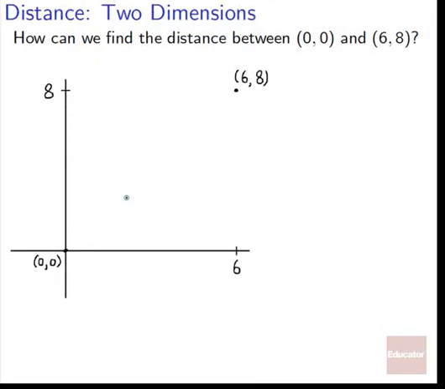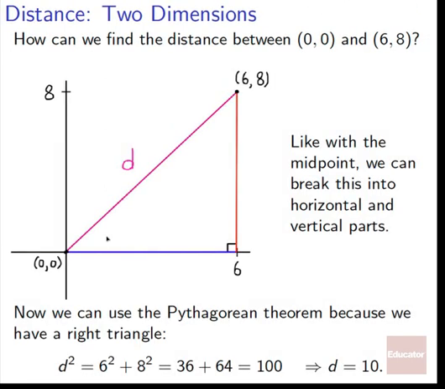All right, on to distance in two dimensions. So what if we wanted to find the distance between 0, 0 and 6, 8? Well, we can't just subtract and take absolute values because we've got two dimensions that we're running in. We've got to deal with both of these things at once. So what we do is we turn this into a triangle. We drop a perpendicular from 6, 8. We now have this right angle in the corner, and with this right angle in the corner, we can use the Pythagorean theorem.